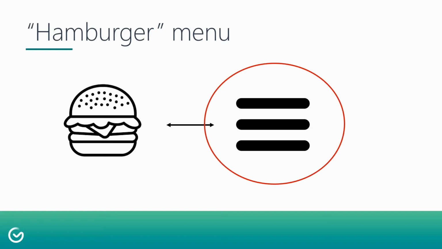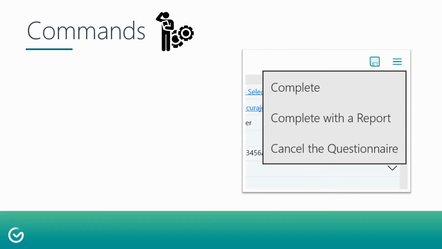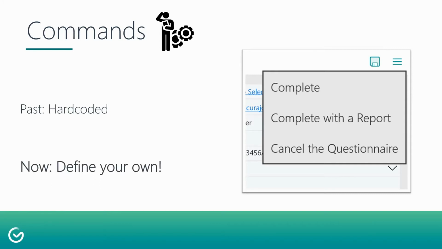This does not relate only to Resco inspections. You can see this anywhere in our Resco Mobile CRM application. Until now, when it came to the questionnaire templates or questionnaire forms, all the commands that you could use were hard-coded. It means that there were only 3 actions you could take upon a questionnaire, which is complete the questionnaire, complete with a report, or cancel the questionnaire. So very good news for you, because now you can actually define your very own custom commands.